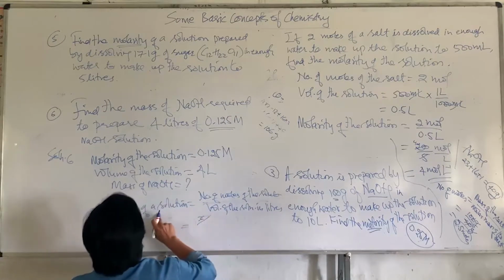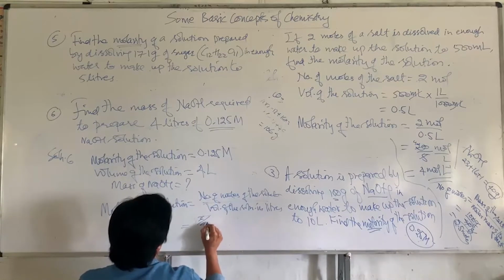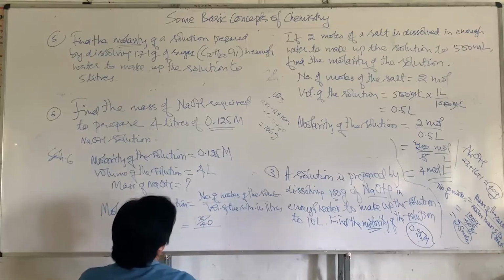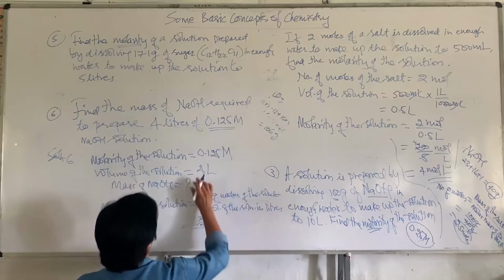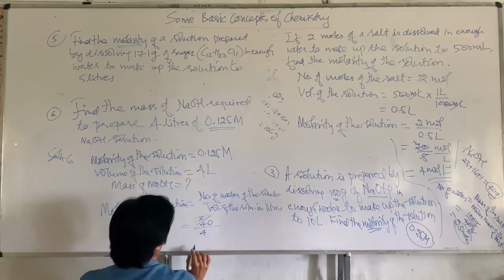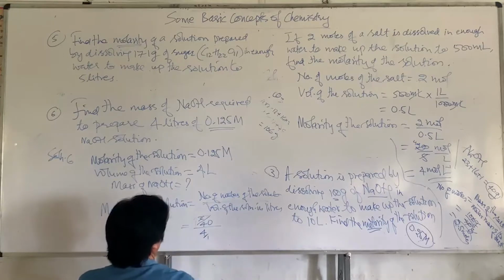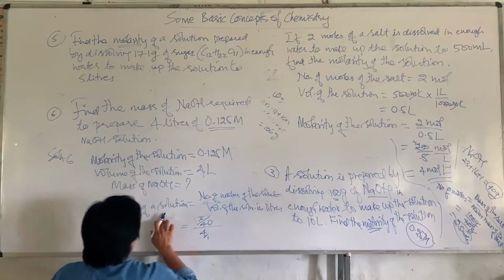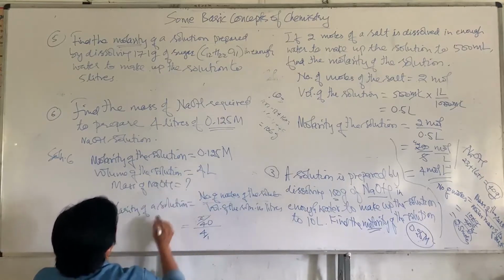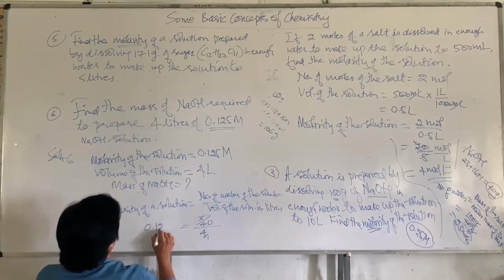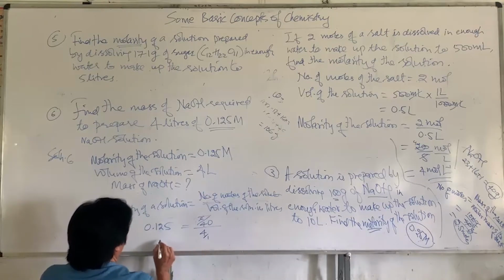Now the given substance here is sodium hydroxide, and you know that its molar mass is 40, divided by the volume of the solution in liters. If you're given the volume in liters, you can write directly it is 4 liters, and under this is nothing, so you can take it as 4 by 1. And the molarity of the solution here is 0.125.